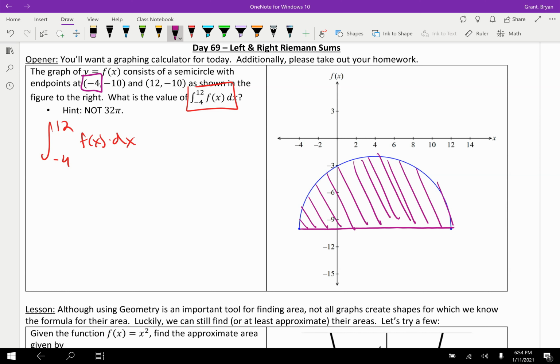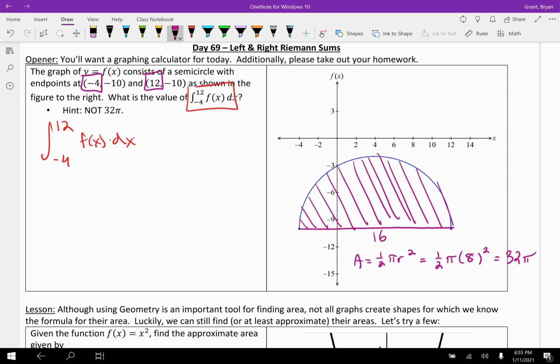We are going from -4 to 12. So to find the distance between two things, you just subtract them. 12 minus -4 is a diameter of 16. And the area of a semicircle is half the area of a full circle. Okay, so working further on, we have to do 1/2 pi times the radius squared. We need the radius, that's half of 16, that's 8. 8 squared, 64, half of 64, 32 pi. Ha! Now wait, we said that's not the right answer.